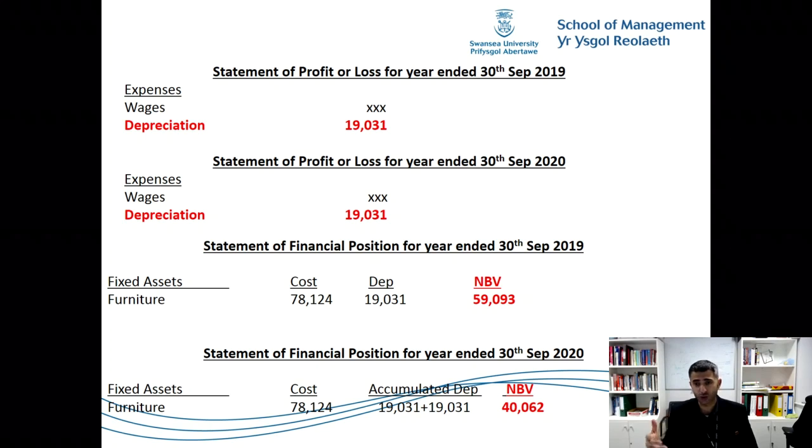Again, when it comes to 2020, what you need to do is follow the formula, which is the cost minus accumulated depreciation. When I say accumulated depreciation, it means the depreciation for this year plus the depreciation for previous years. So the depreciation for 2020 is 19,031 plus the depreciation for last year's 19,031. If you add them together, it forms accumulated depreciation. So cost minus accumulated depreciation equals the net book value.